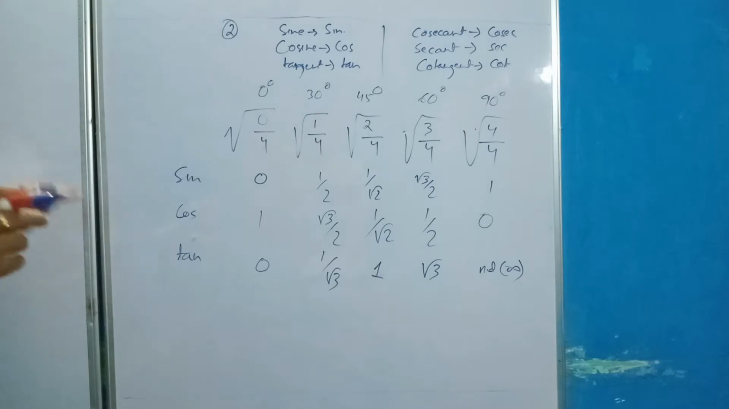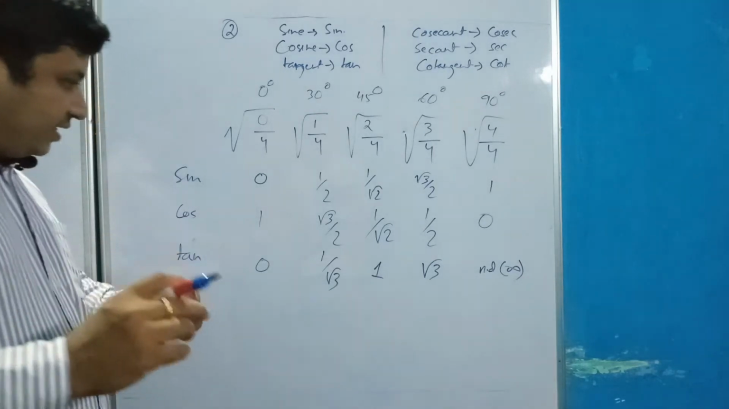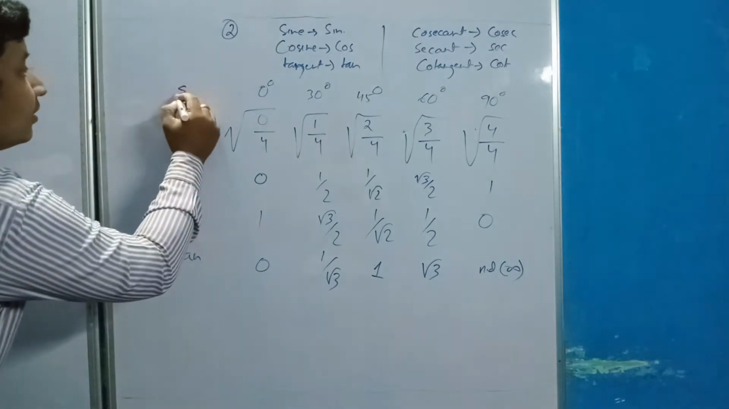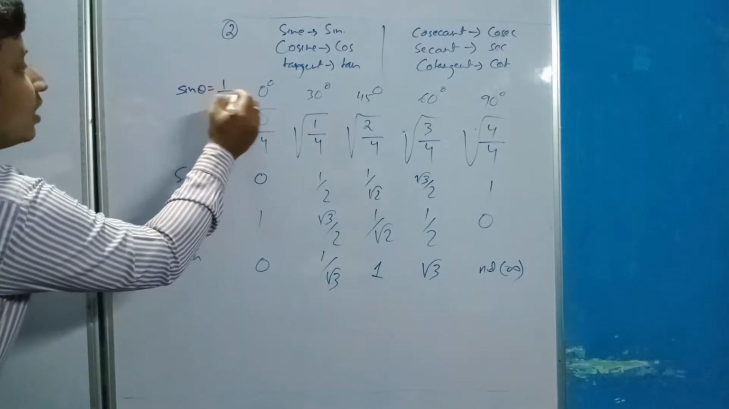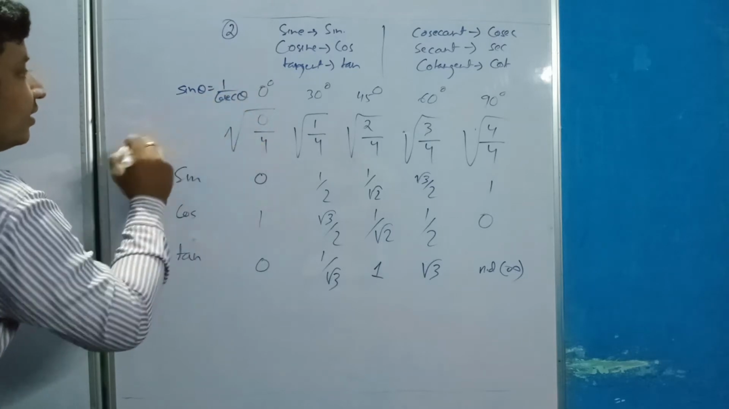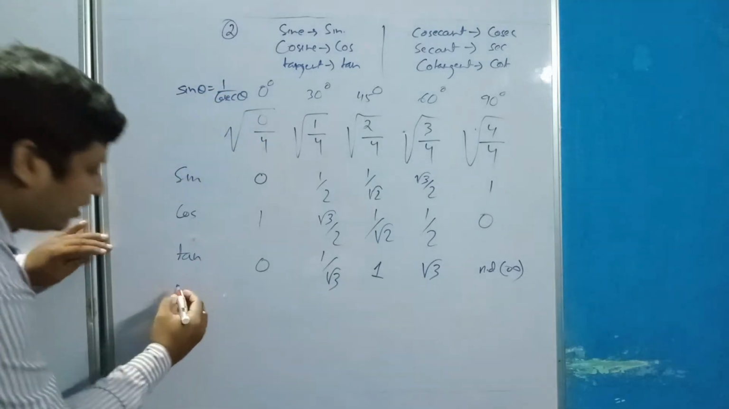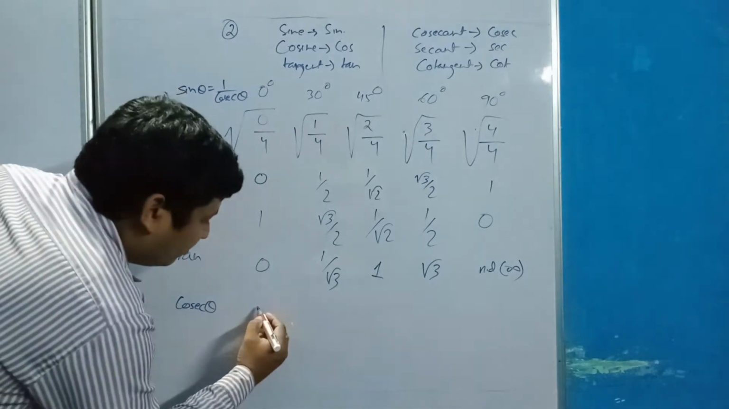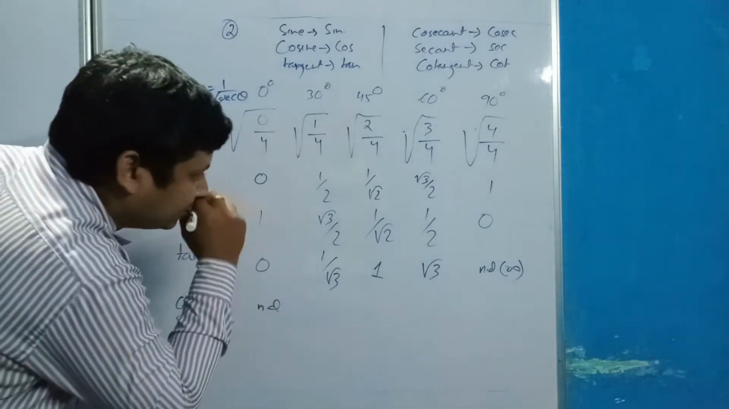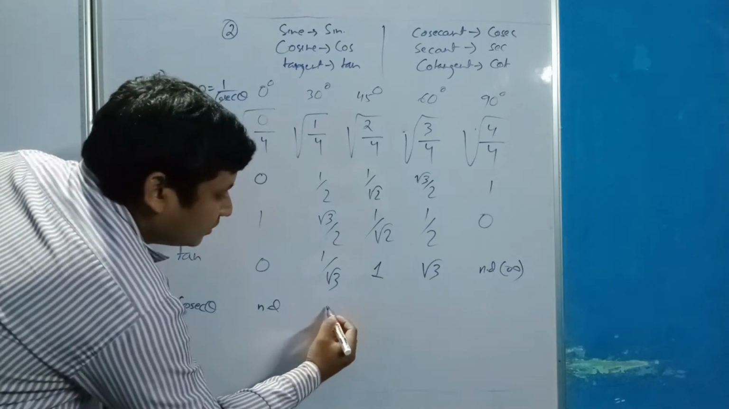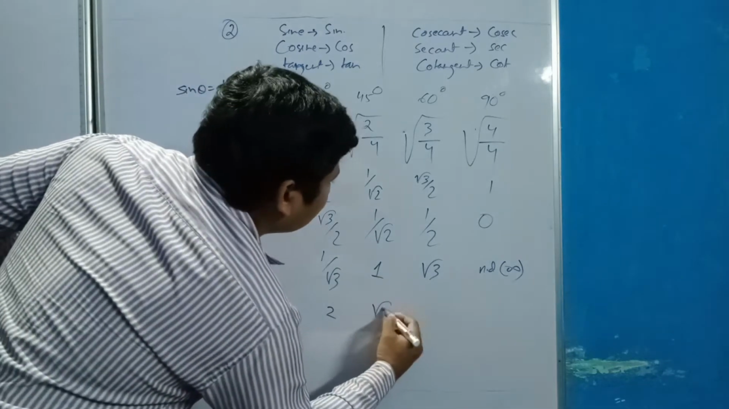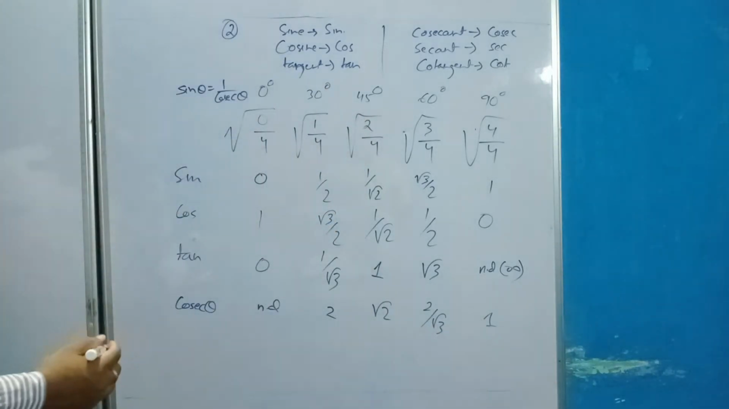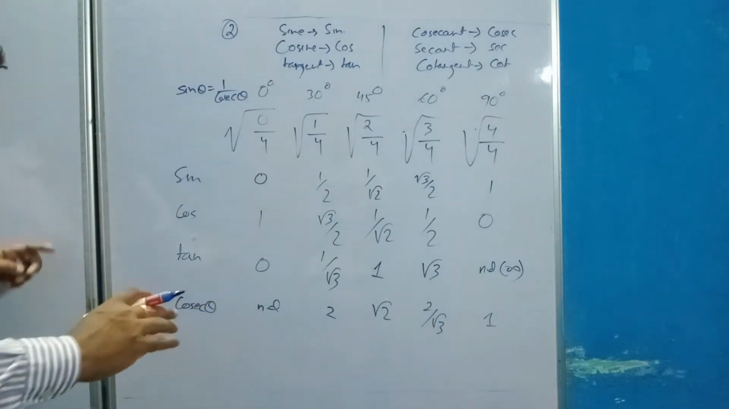Now in my previous session I had already told that sine theta equals 1 by cosec theta. So I can take the reciprocal for writing cosec theta. It will be not defined for 1 by 0, then 2, root 2, 2 by root 3, 1. Likewise the whole chart can be prepared.